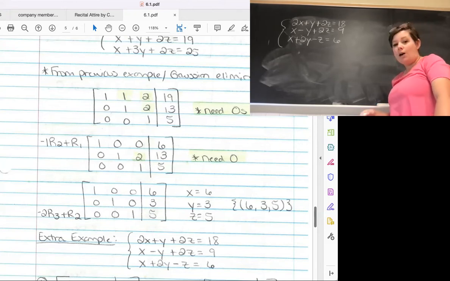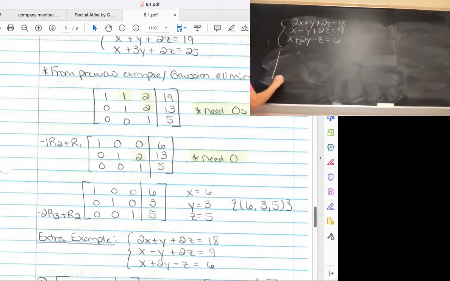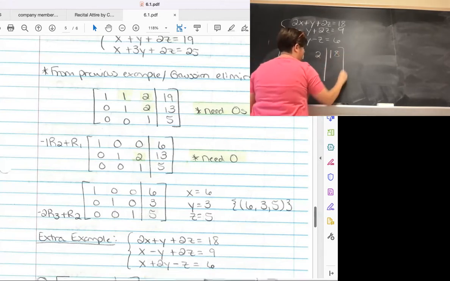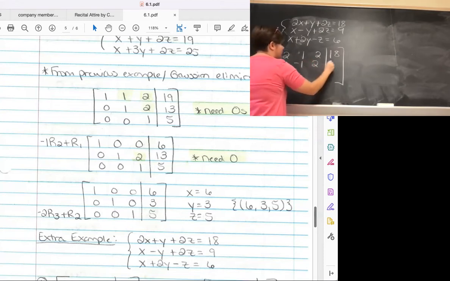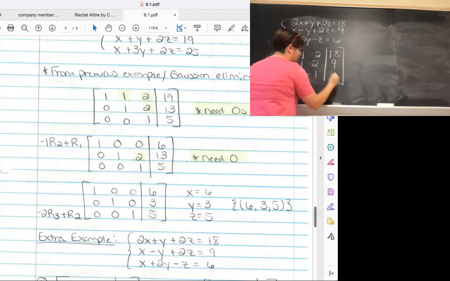So if we are doing Gauss or Gauss-Jordan, our first step is going to be to write our augmented matrix. So for equation number 1, that's 2, 1, 2, vertical bar 18. For equation number 2, that's 1, negative 1, 2, 9. For equation number 3, that's 1, 2, negative 1, and 6.